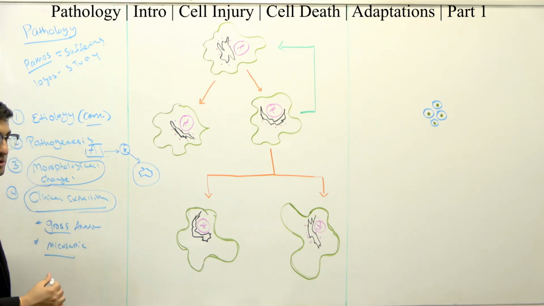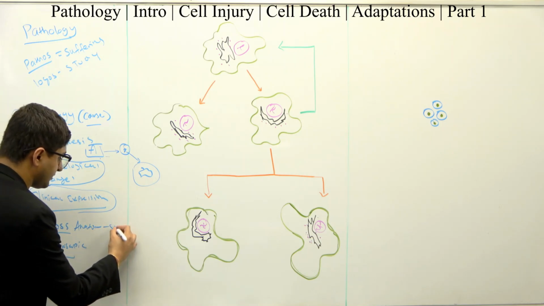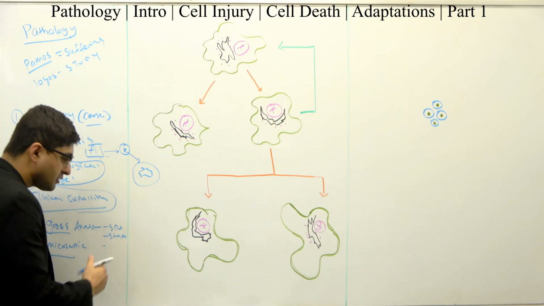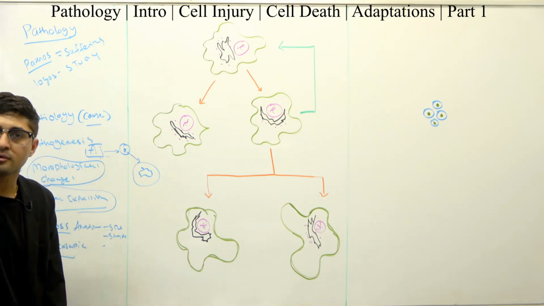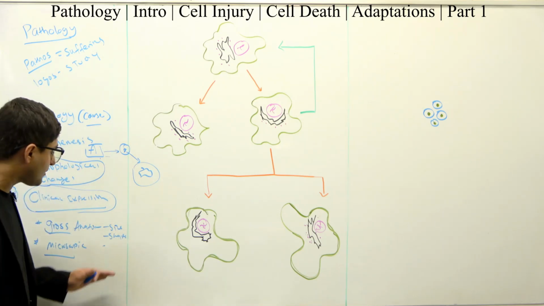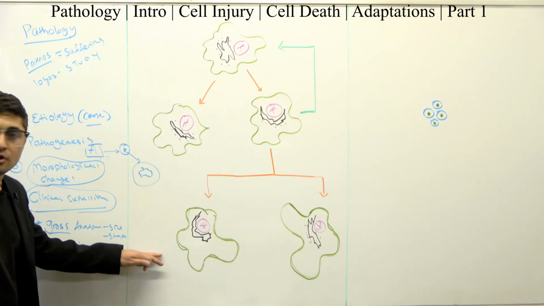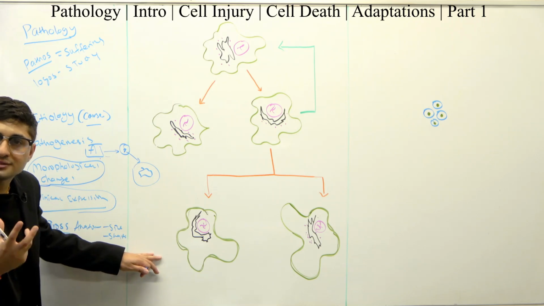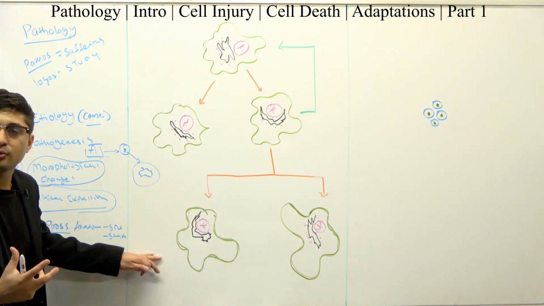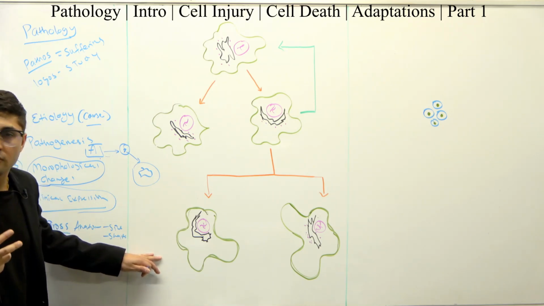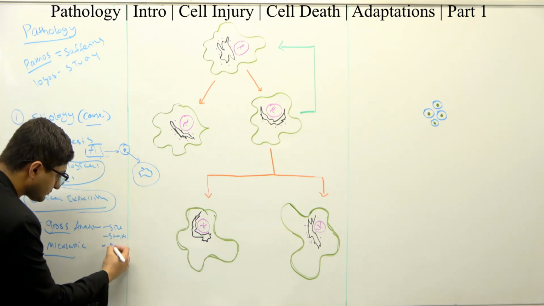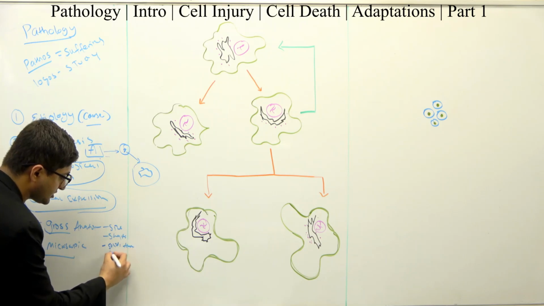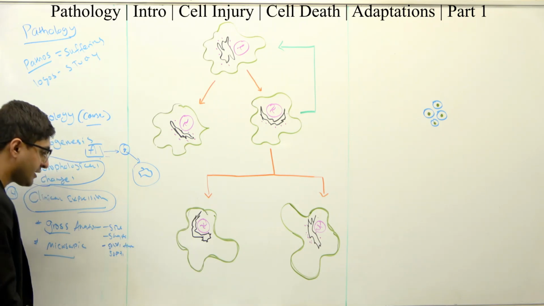Whenever we look at the gross, we look at the size. We have to look at the shape also. Is it solid? Is it firm? You have to compare to normal. Is it swollen? Does it have fluid inside? So you have to look at all of that. And we'll say solid, firm, or soft. All of that also plays a role in it.